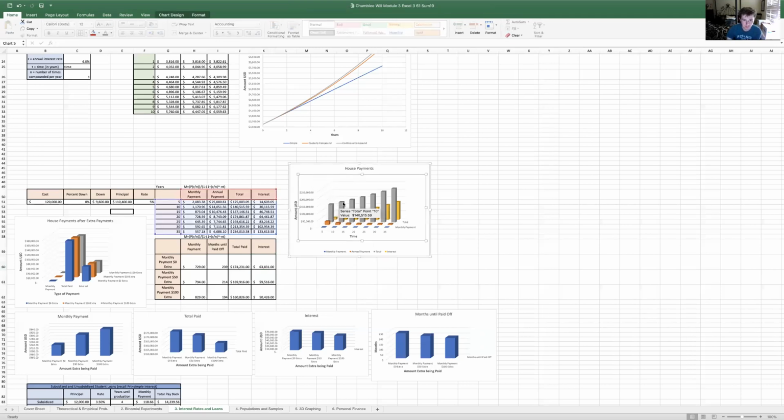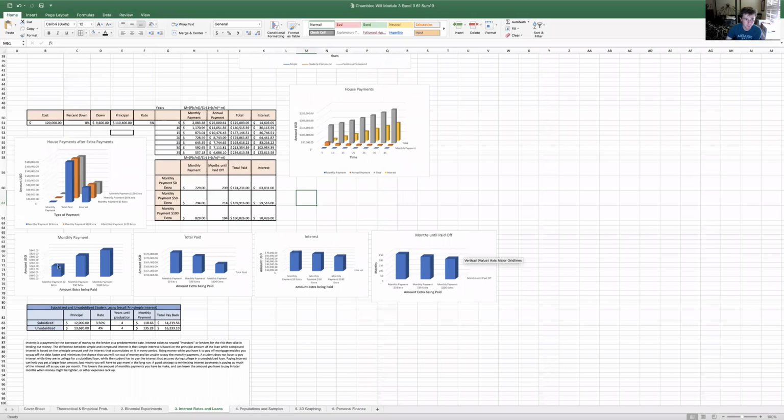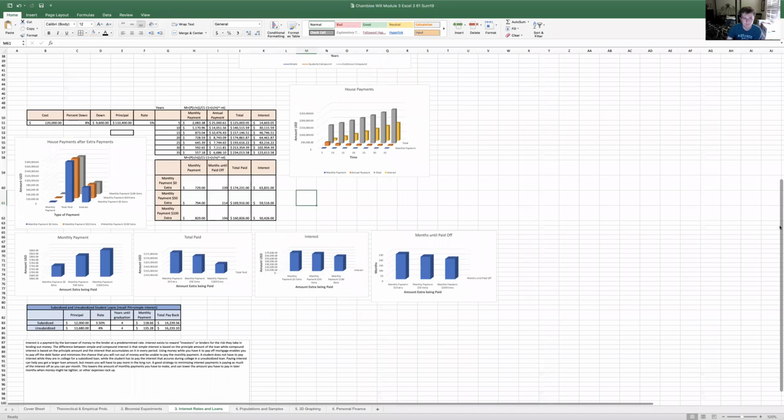See the house payments here, they go up. The total goes up over time because you're paying more in interest. So it's better to pay it off as quickly as possible. A good life lesson. You see the monthly payment goes up, while the total paid goes down. The more you pay, the less you're totally paying. You see the interest goes down as well, and the months as well.